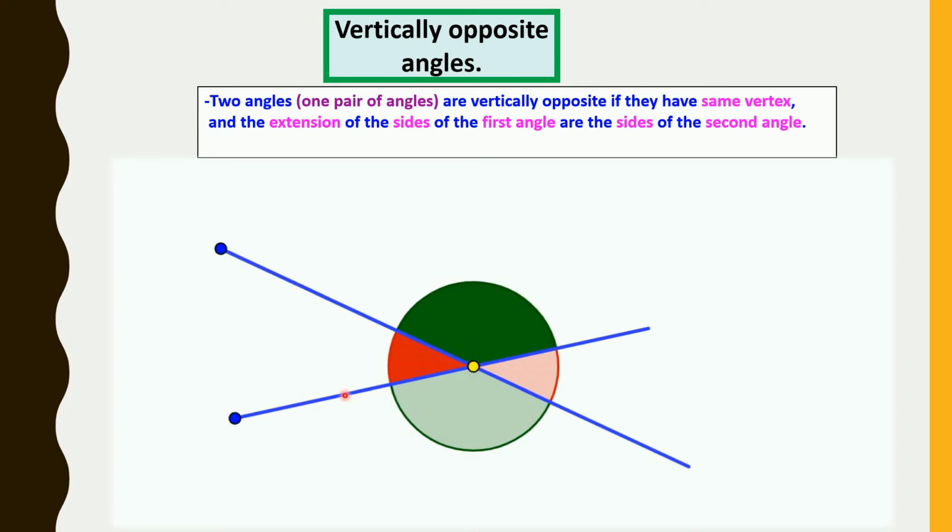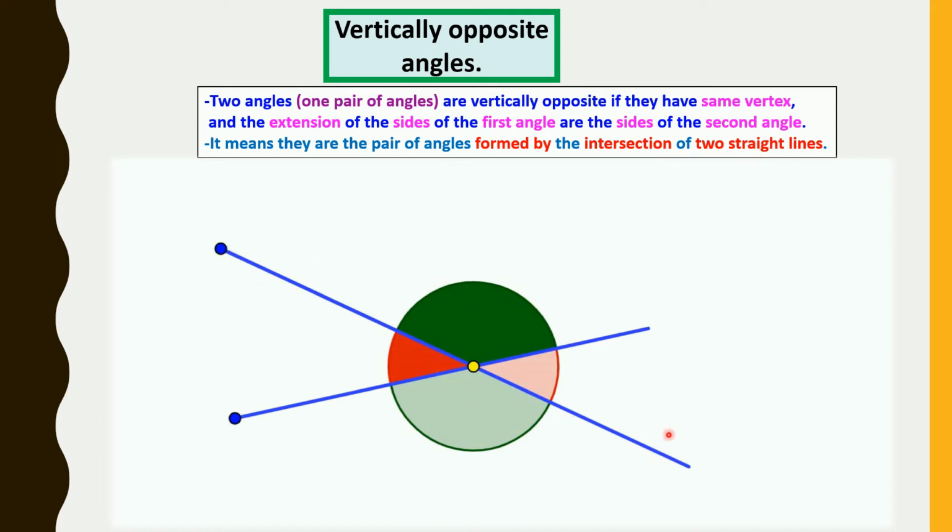Here in this angle, if you extend both its sides, you obtain the second angle. Same for these two green angles. If you extend the sides of this green angle, you obtain the sides of the second green angle. Another meaning: they are the pair of angles formed by the intersection of two straight lines.